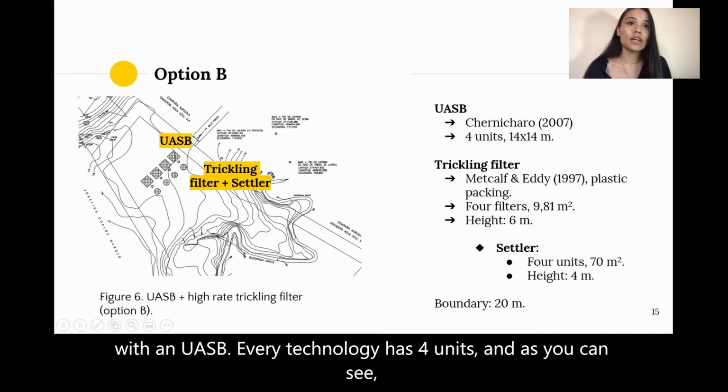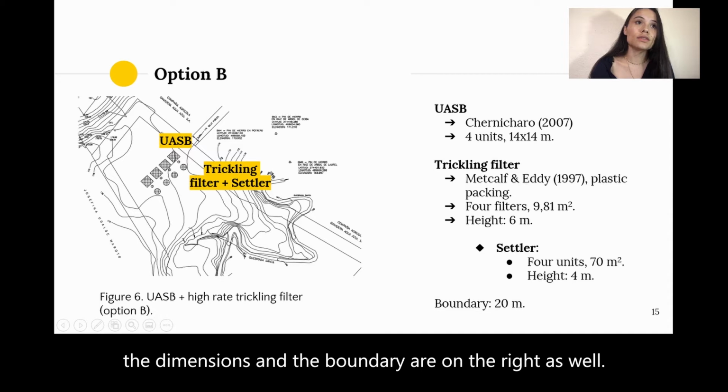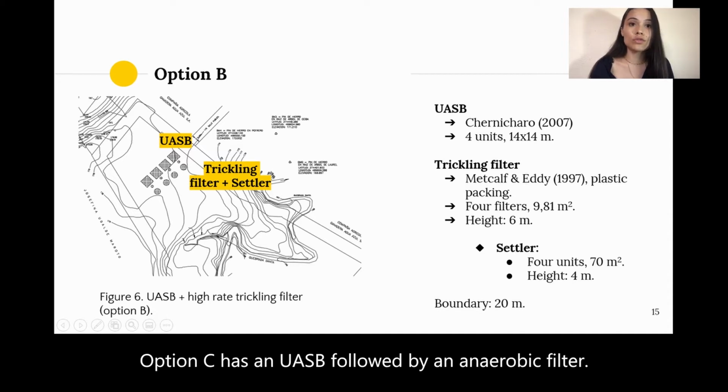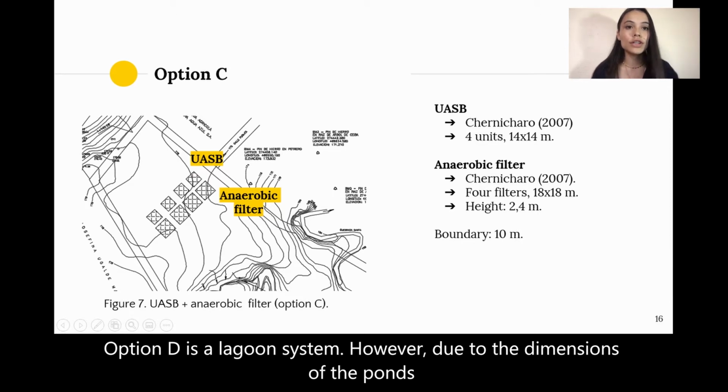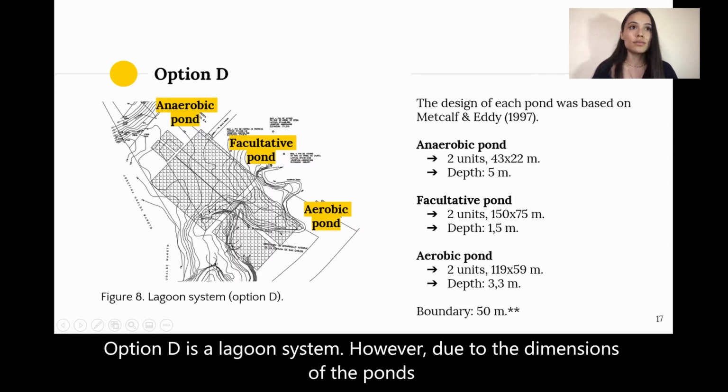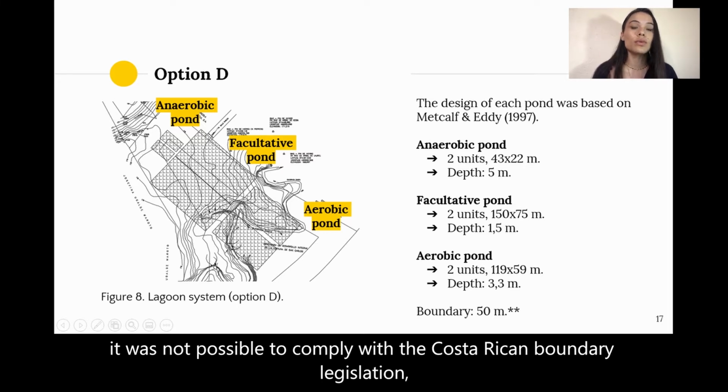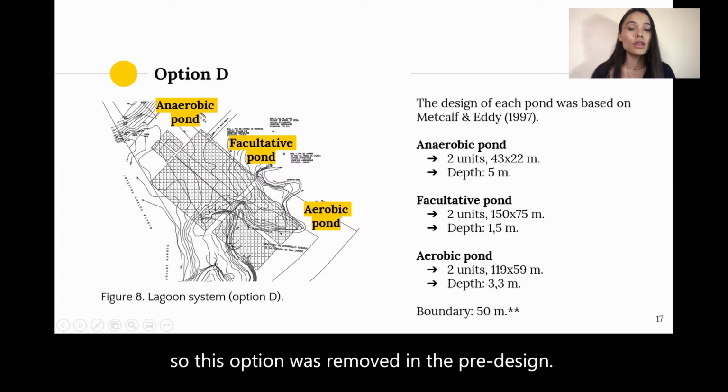Every technology has 4 units, and as you can see, the dimensions and the boundary are on the right as well. Option C has an USB followed by an anaerobic filter. Option D is a lagoon system. However, due to the dimensions of the ponds, it was not possible to comply with the Costa Rican boundary legislation, so this option was removed in the pre-design.